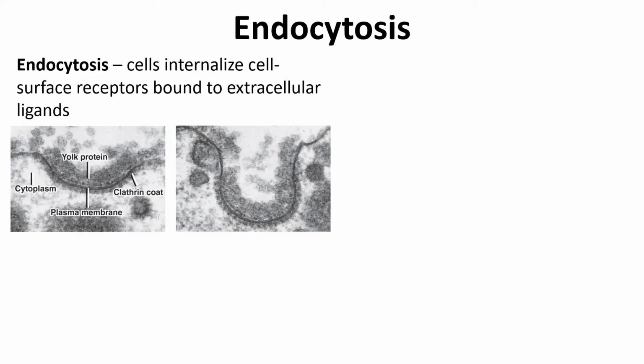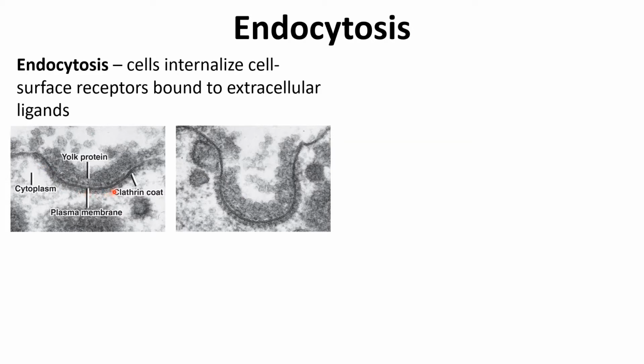Okay, so we can see here in this illustration, a cross-section of the cell membrane, and we can see how this portion of the cell membrane has sort of started to cave in because there are ligands, or the molecules that are detected by receptors that are lining this membrane here, and these molecules are yolk proteins. So yolk is actually food for the cell. And we can also see the coating here, and this is made of clathrin.